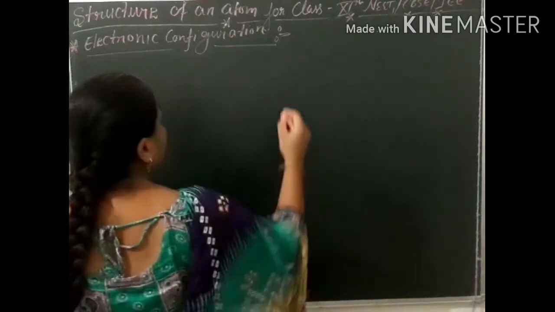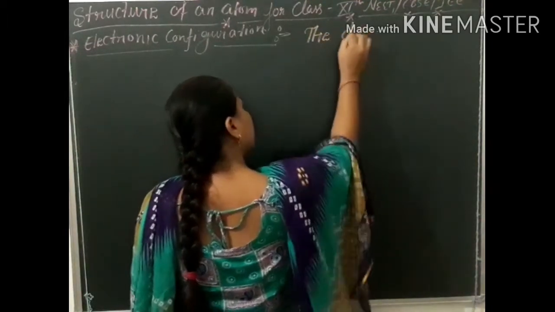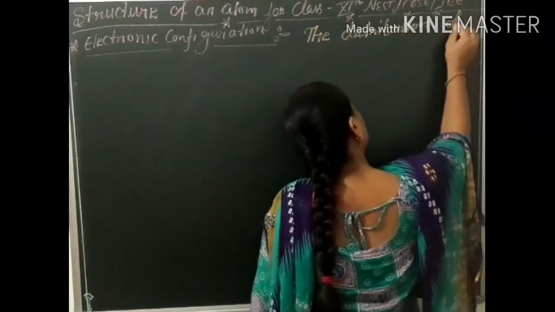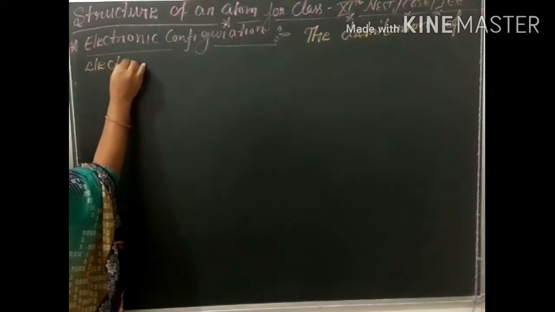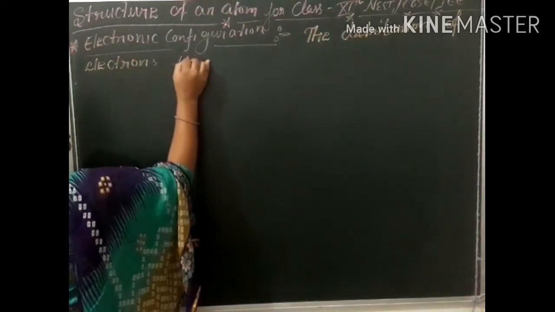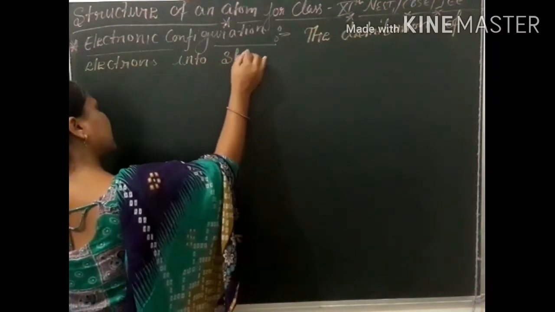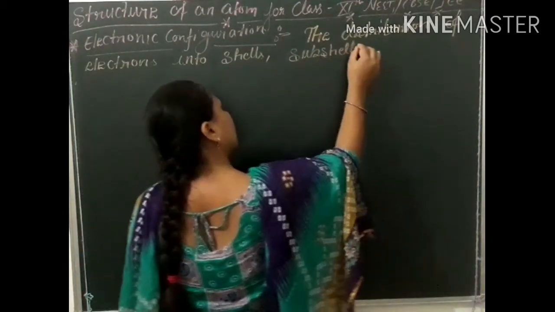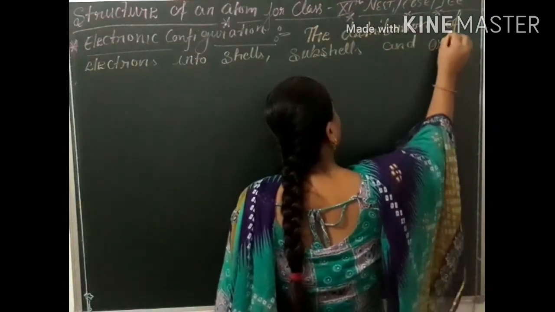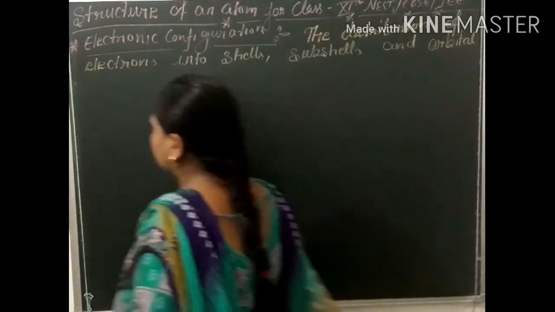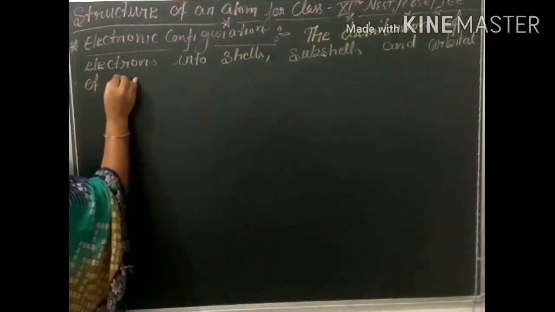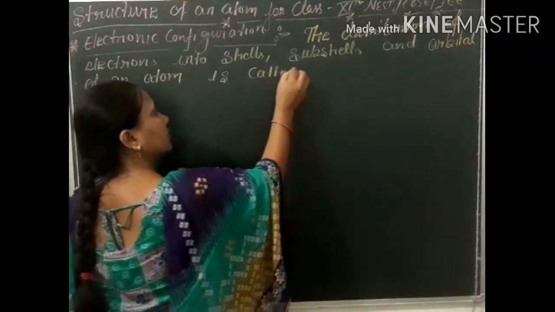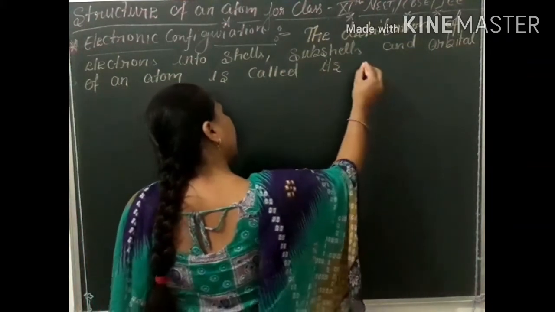The distribution of electrons into shells, subshells, and orbitals of an atom is called its electronic configuration.